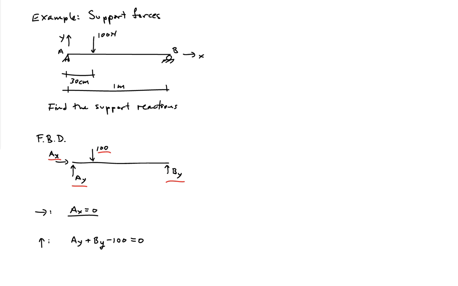And if I look at the sum of the moments about A, and that's a convenient point because 2 forces pass through it, so it eliminates them, I find this relationship that allows me to determine what By is. So I find out that By is equal to 30 newtons. And knowing what By is, I can go back to my equilibrium equation in the vertical direction, and I can figure out what Ay is. And so Ay can be determined to be equal to 70 newtons.